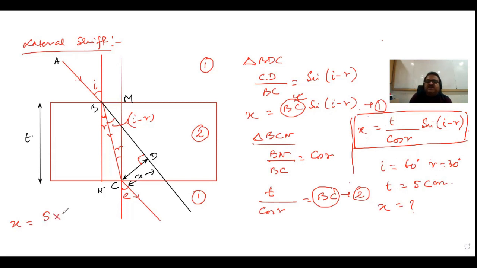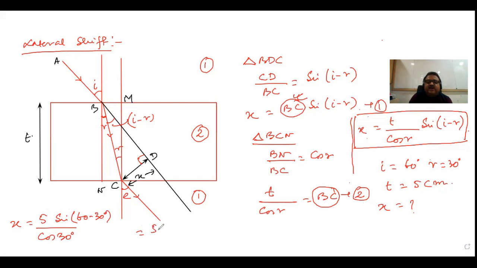Now we have to convert this in meter, correct? So it's better, 10 to the power minus 2. Or we can do it in centimeter also, no problem, as you wish, correct? 5 by cos of R, cosine of R means 30 degree. Okay, sine of I minus R. What is that? I is 60 degree. What is R? 30 degree.